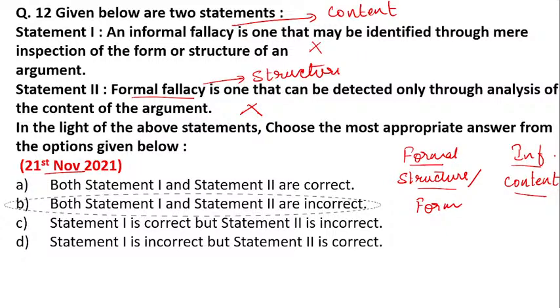Neelam, why are you saying C as the answer? Why are you saying that the first is correct? No, the first is incorrect, for informal fallacy is not because of structure, it is because of content. Got it? Now you have to remember, formal fallacy is because of structure and informal fallacy is because of content. Next question.